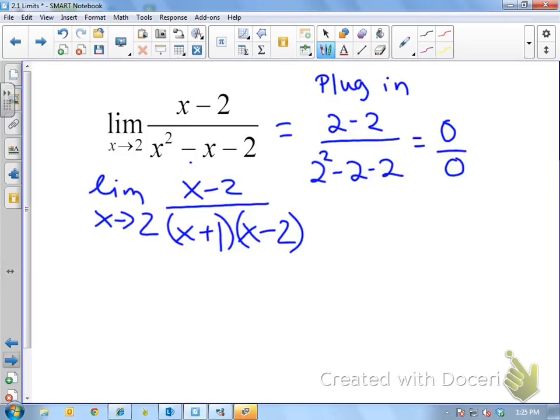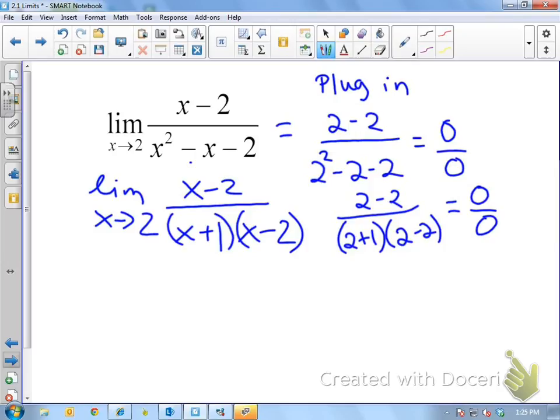Okay. What would happen if we plug it in again? If we have 2 minus 2 over 2 plus 1 times 2 minus 2. Okay, so we still have 0 over 0. So good idea, but it's still not quite where we need to go. What's something else I can do?